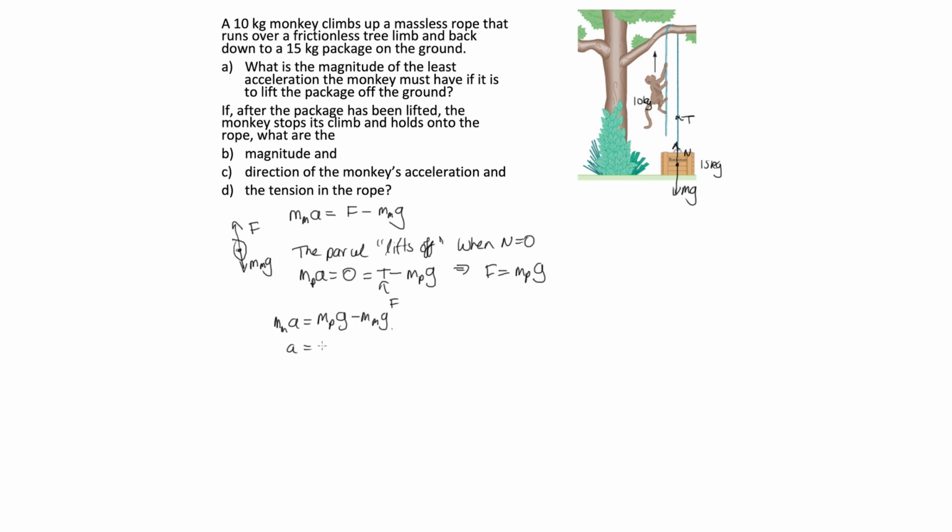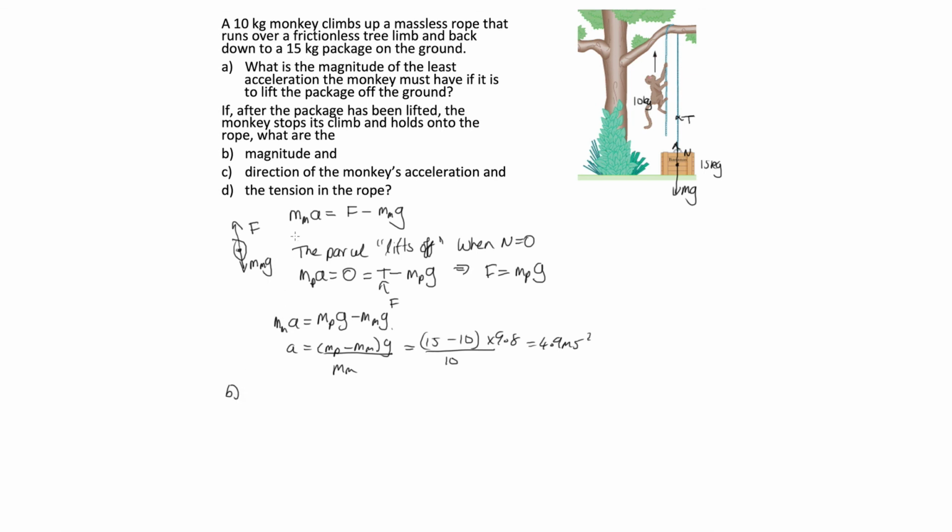So we can say, well, the acceleration is the mass of the parcel minus the mass of the monkey times g over the mass of the monkey. So this is equal to 15 minus 10 times 9.8 divided by 10. And solving this, we get 4.9 meters per second per second. And we could see there that the units were right, because we've got the mass on the top and mass on the bottom, so those units cancel out. And g, that's the same units as this acceleration here, so that's good.